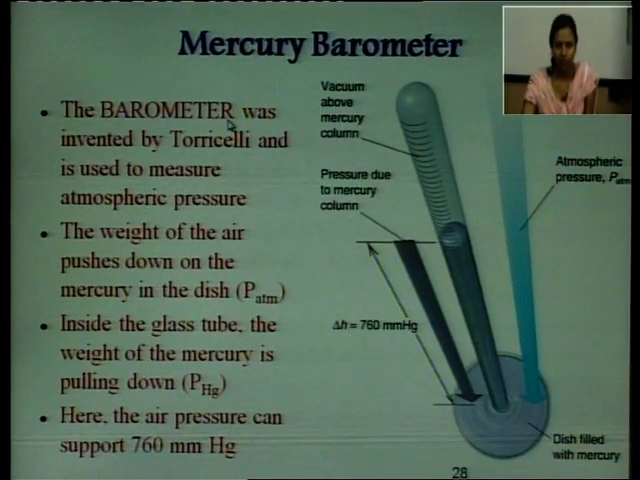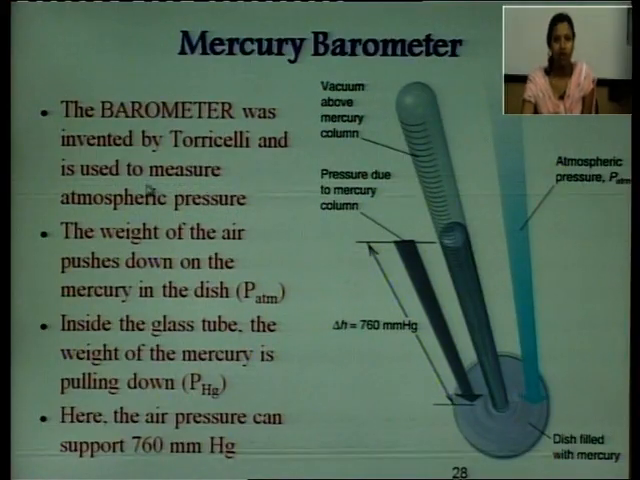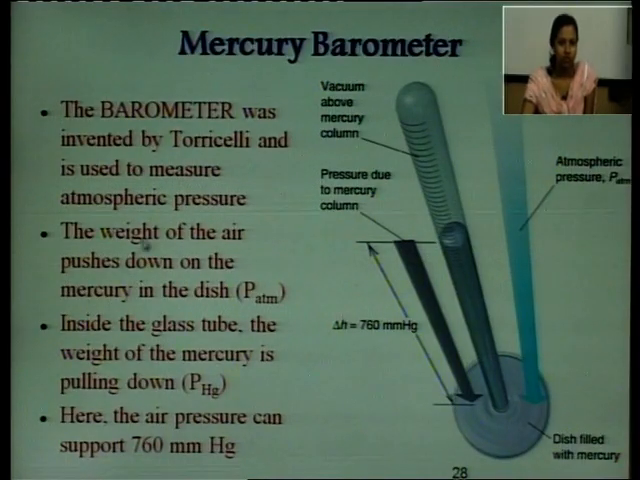So the mercury barometer, we know, was invented by Torricelli and is used to measure the atmospheric pressure. The weight of the air pushes down on the mercury in a dish. Inside the glass tube, the weight of the mercury is pulling down, and the air pressure can support 760 mm of mercury. This is basically the height up to which the mercury rises. Based upon that we can find the atmospheric pressure.